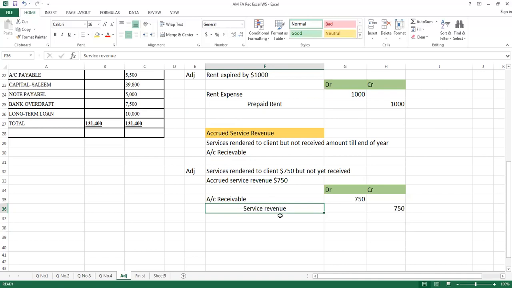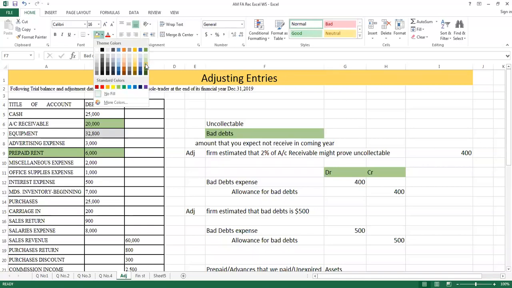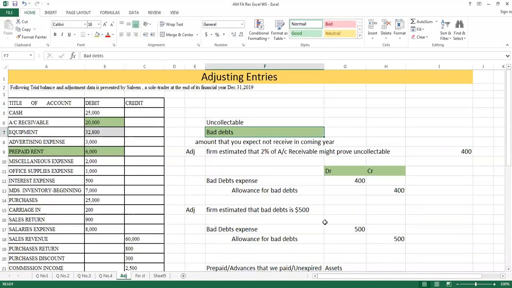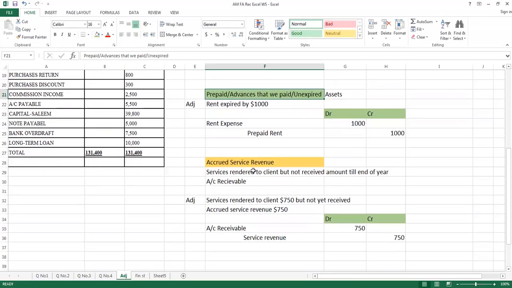Once you have rendered your services, it means that according to the matching principle of accounting, you can claim this revenue. I hope that these three entries, the one related to bad debts, one related to prepaid, and one related to accrued revenue, will be clear.